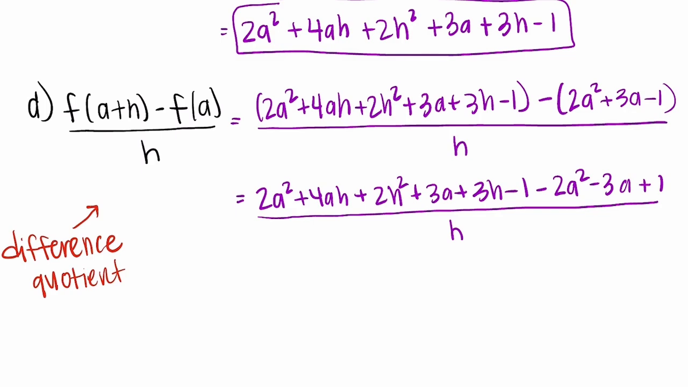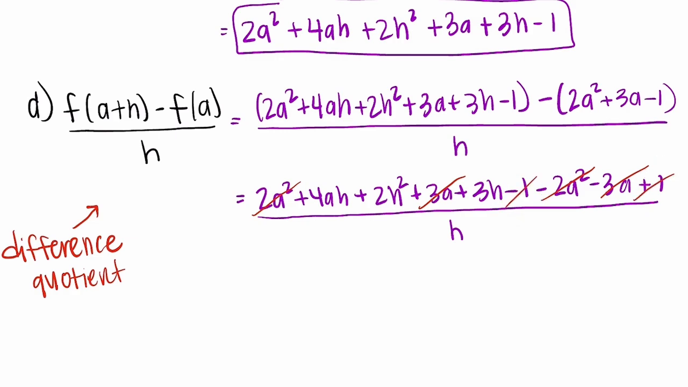Any questions here so far? So 2a squared, does 2a squared have a like term? What happens when we combine those like terms? Cancels out. Does 4ah have a like term? No. Does 2h squared have a like term? No. Does 3a have a like term? Yes. What happens when we combine those? That's gone. Does 3h have a like term? No. Does -1 have a like term? Yes. What happens when we combine like terms?